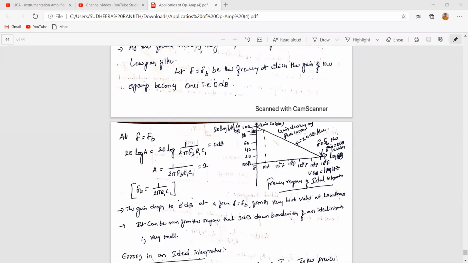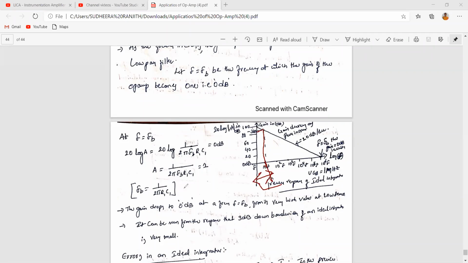So the gain drops from high value to low value with the slope of minus 20 dB per decade. If you draw the 3 dB line, you are getting a 3 dB bandwidth that is very, very small, right? This is the limitation. The 3 dB bandwidth is very small for an ideal integrator. This is one of the limitations of the ideal integrator.